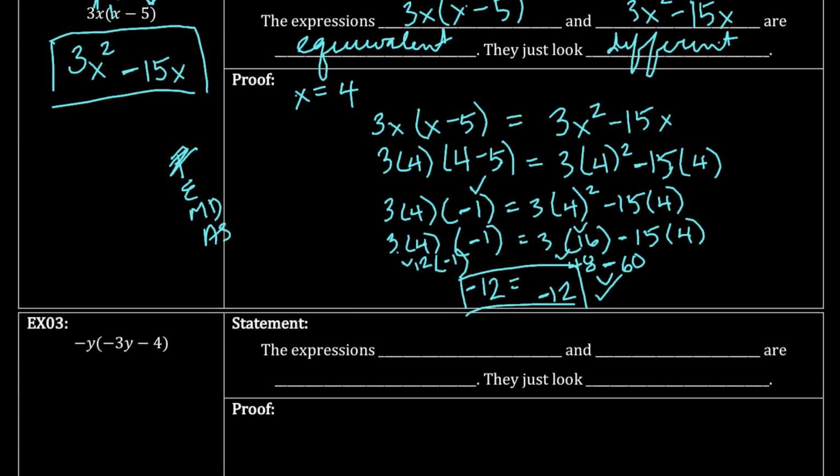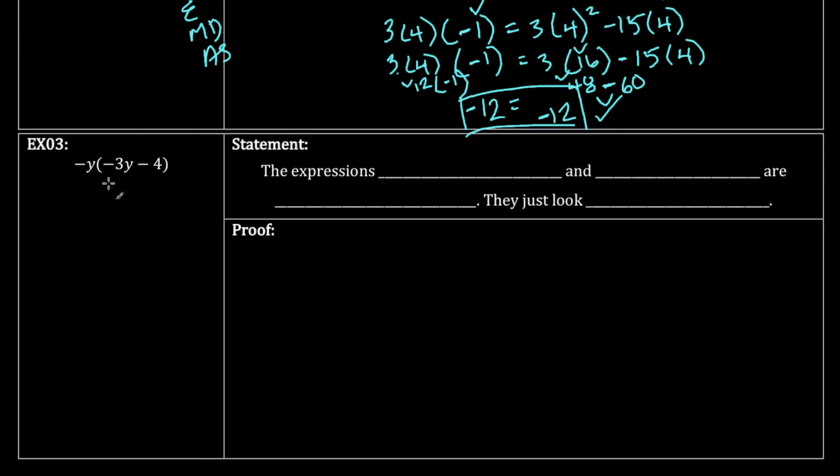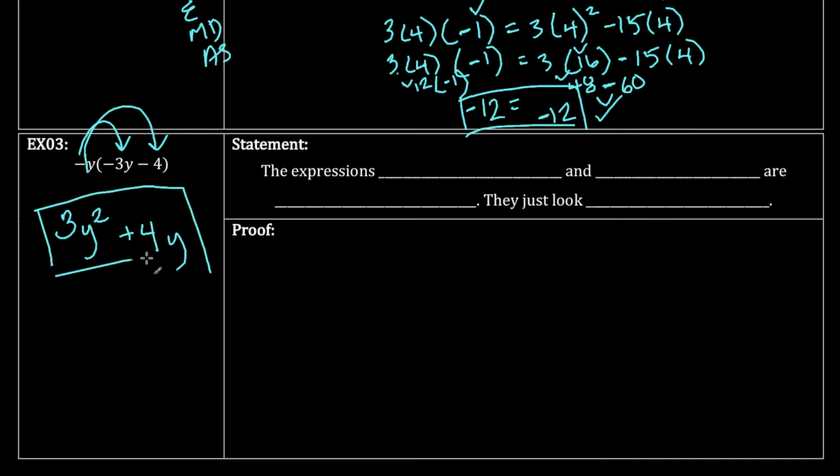Awesome. One more. So we have negative y times negative 3y minus 4. I'm going to write a 1 just to help out. A negative times a negative is a positive. 1 times 3 is 3. Y times y is y squared. This next one, negative times a negative is a positive. 1 times 4 is 4. Y times no y's is y.